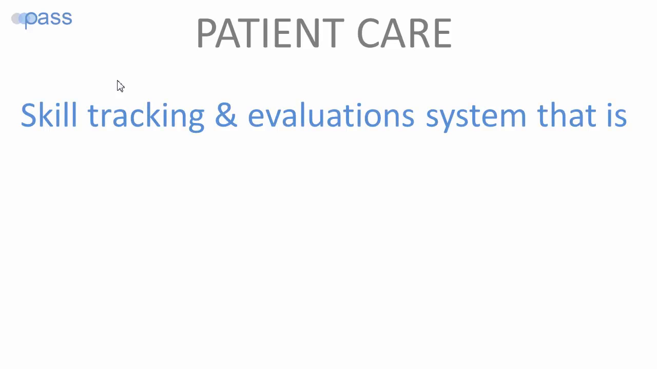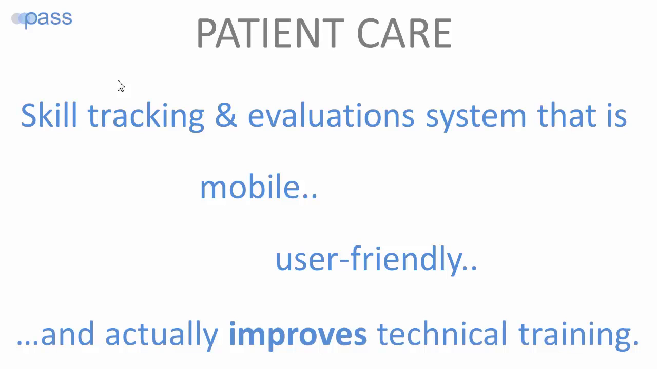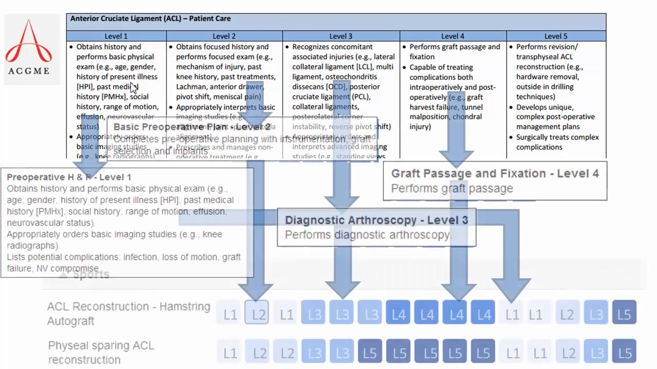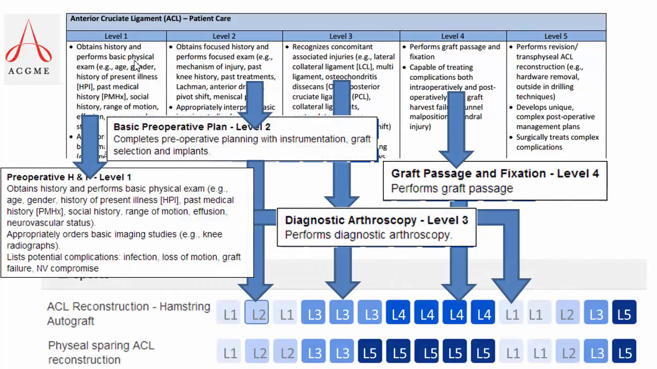For patient care, we've simply created a skill tracking and evaluation system that is mobile, user-friendly, and actually improves technical training. Once again, what we did is we looked at the ACGME milestones, and then we created our own skill tracking system. For the 48 different milestone procedures, we broke each procedure into 15 different skills. We then assigned an ACGME level to each of the different skills.